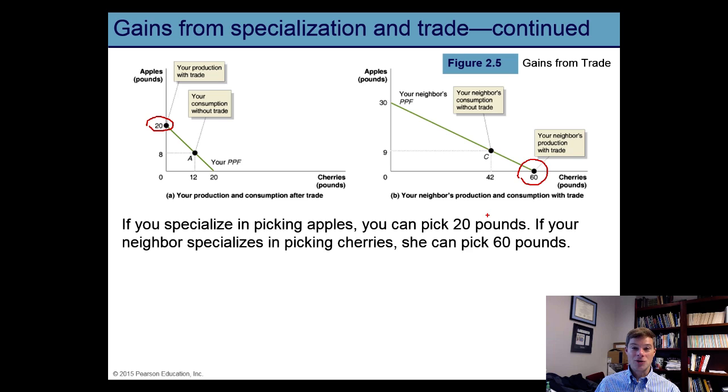This isn't going to be what you consume because we're going to assume that you and your neighbor engage in trade.